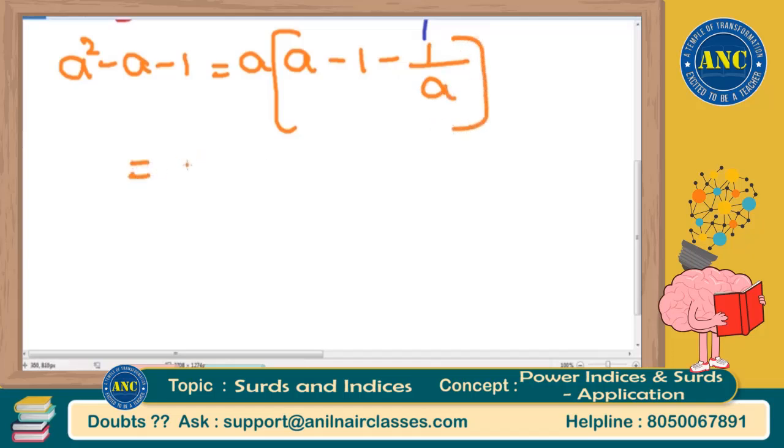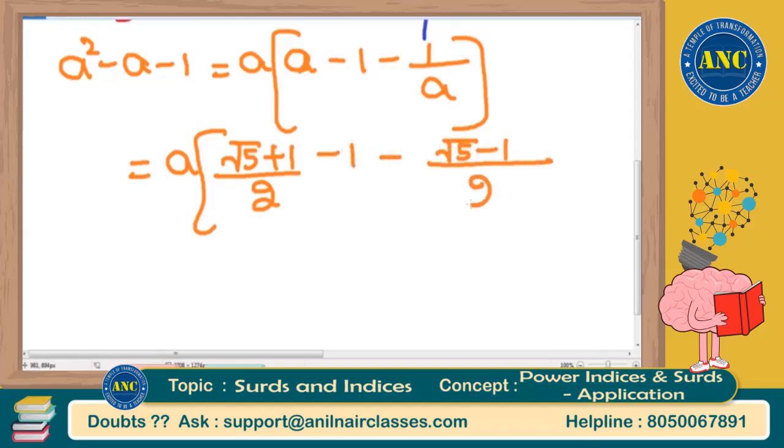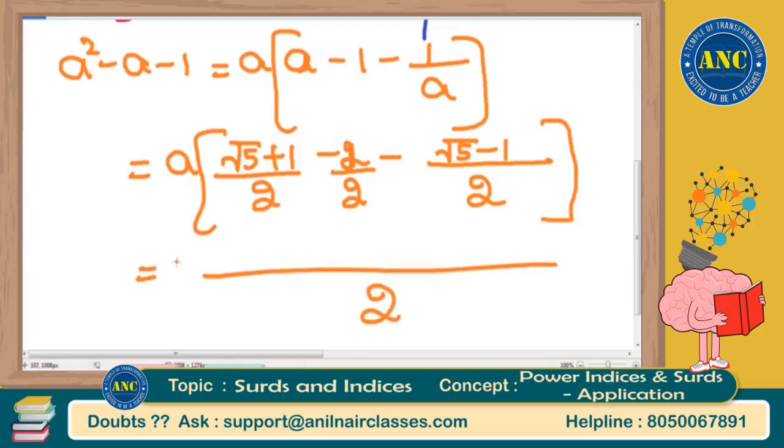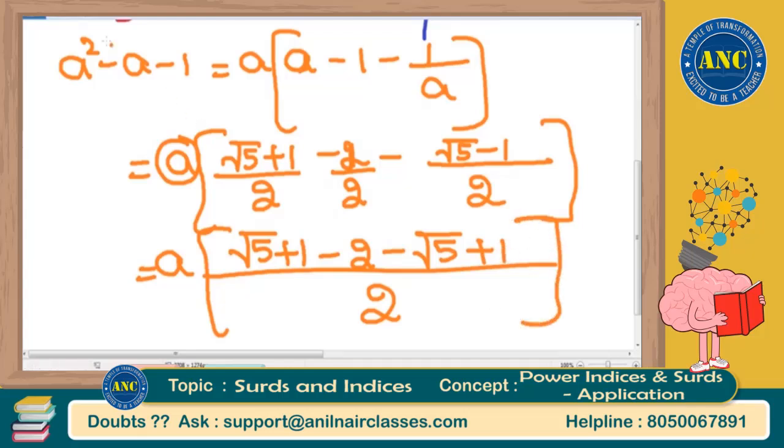If I substitute, it is a into, what is the a value? Root 5 plus 1 divided by 2, minus 1, minus 1 by a value, which is root 5 minus 1 divided by 2. Minus 1 can be written as 2 divided by 2, so I have a common denominator of 2. This a I will keep as it is, or you can substitute the value also. So the numerator is root 5 plus 1 minus 2 minus root 5 plus 1. Everything will get cancelled because root 5 minus root 5 cancels. 1 plus 1 is 2, minus 2 cancels. 0 into anything is 0. The answer for this question is 0.